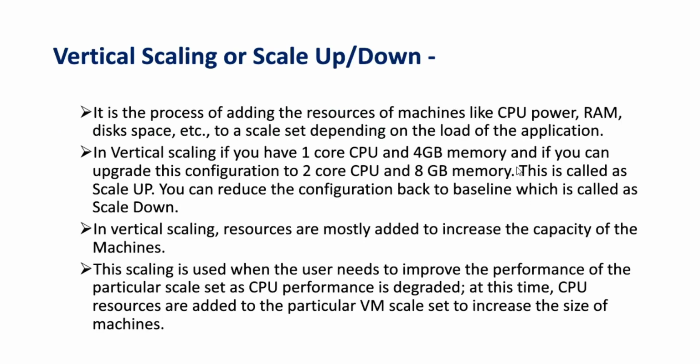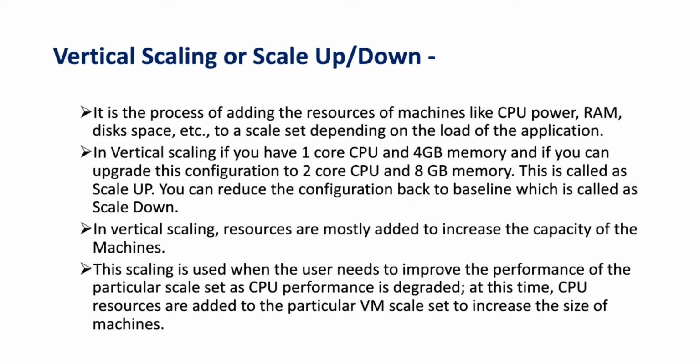Next, we have vertical scaling, or scale up or down. It is the process of adding resources to the machine, like CPU, RAM, disk space, to scale sets depending on the load of the applications. In horizontal scaling, we are increasing the number of virtual machine instances. But in vertical scaling, we are increasing the configuration of the virtual machines like disk space, CPU, RAM, etc.